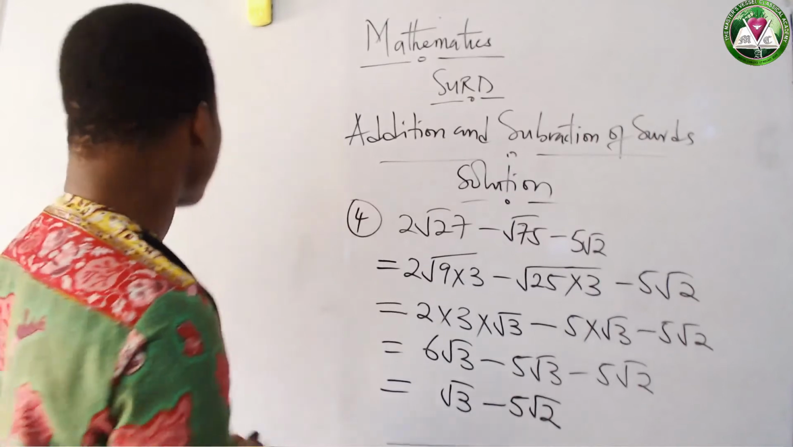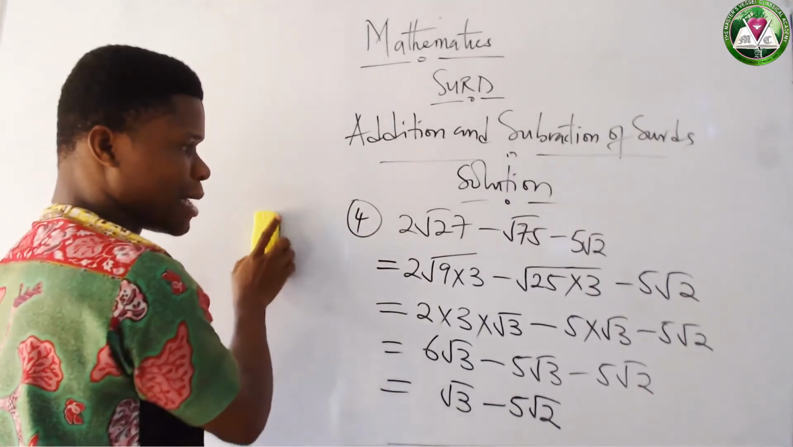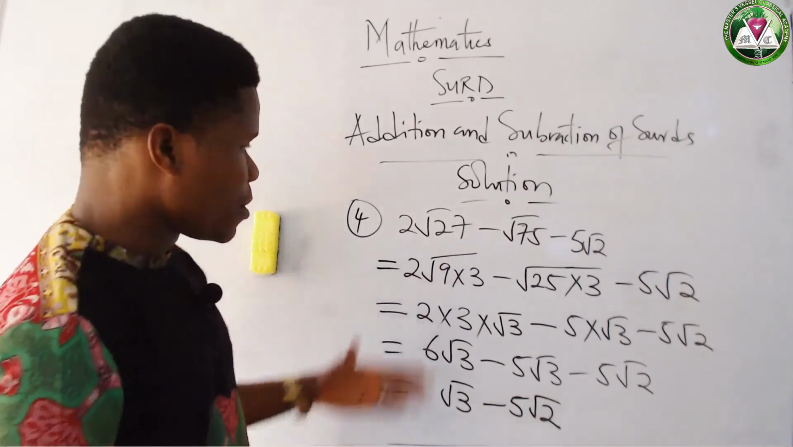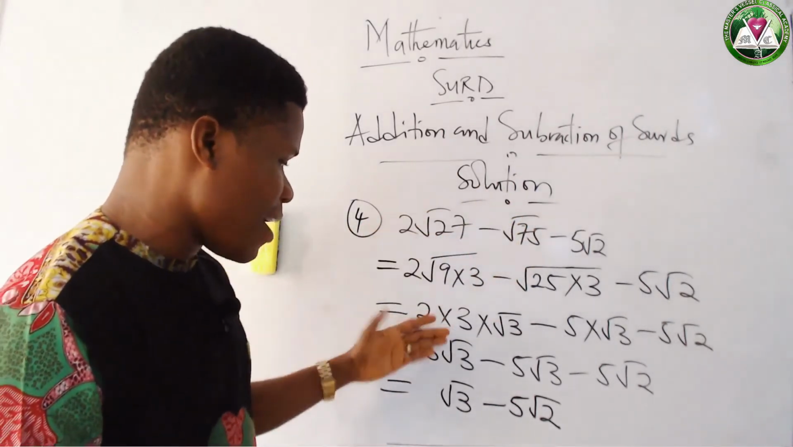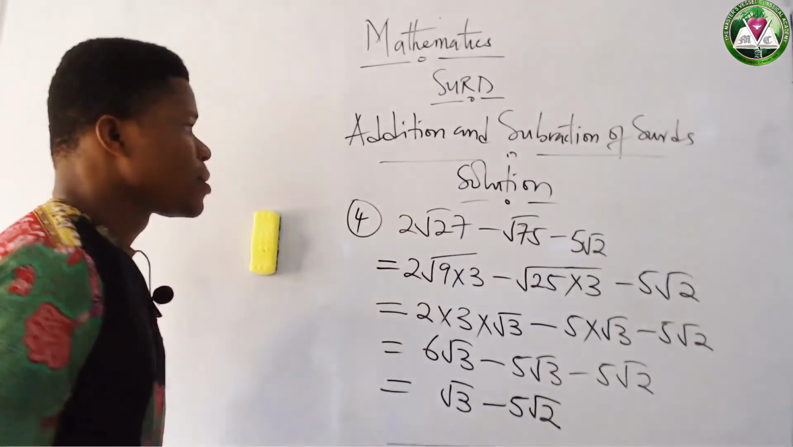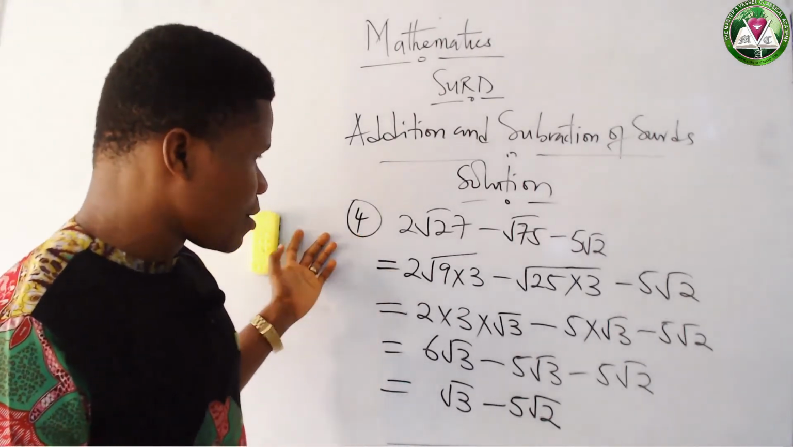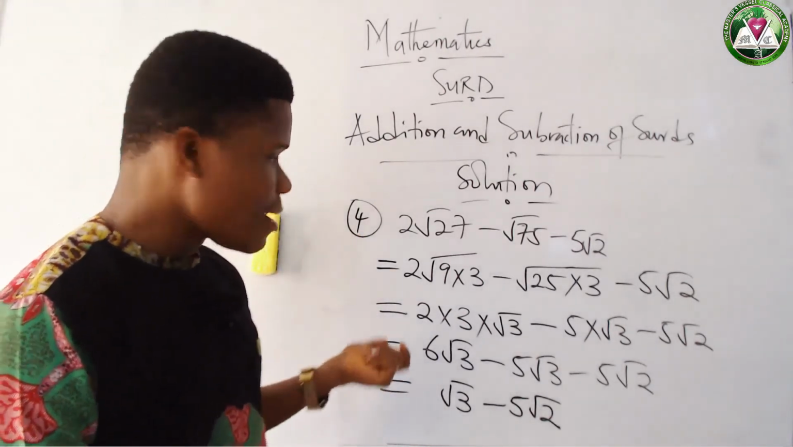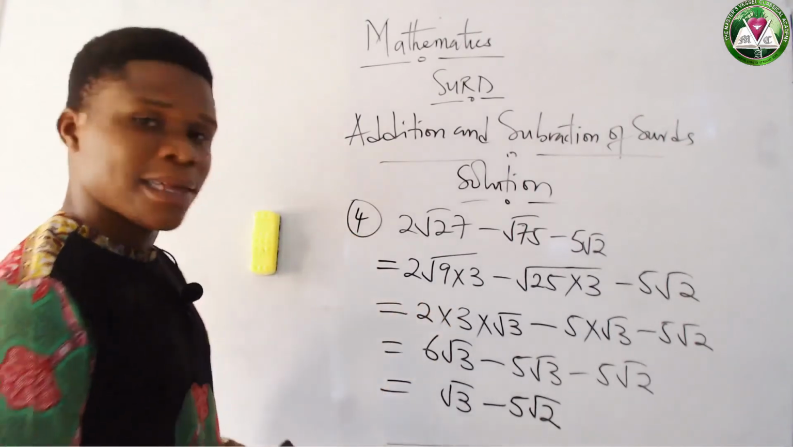So number 5, I'd like us to go and try number 5. Check the way I did my own. Those that are not like terms, see whether you can simplify them. If you are done simplifying, you can now collect like terms in your addition or your subtraction. So this is how to add or subtract surds. You simplify. After the simplification, then you can now collect like terms.